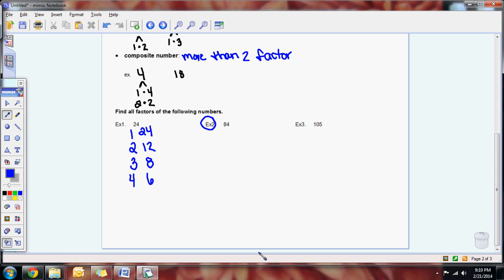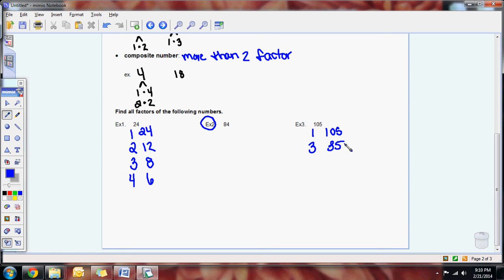And 105 gets a little crazy, so let's try 105. This is one where I would even have to use my calculator. I'm always going to start with 1 in the number, and you're going to move to 2. So 105 divided by 2, that's not going to work. It's going to give us a decimal. So we're going to try 3. 105 divided by 3, that works. So 3 and 35 are going to be my factors.